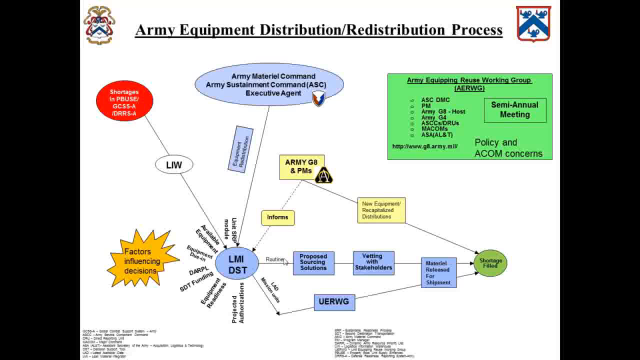So unit A has a shortage. Based on the information that's collected in the DST, it is given a prioritization and says that unit needs to have this equipment. So that's the proposed sourcing solution. It gets vetted with the stakeholders. And then if it's approved, there is an MRO that is cut, and then off it goes to fill that shortage. So that is how the unit and the LMI, the materiel integrator, influence the DST.